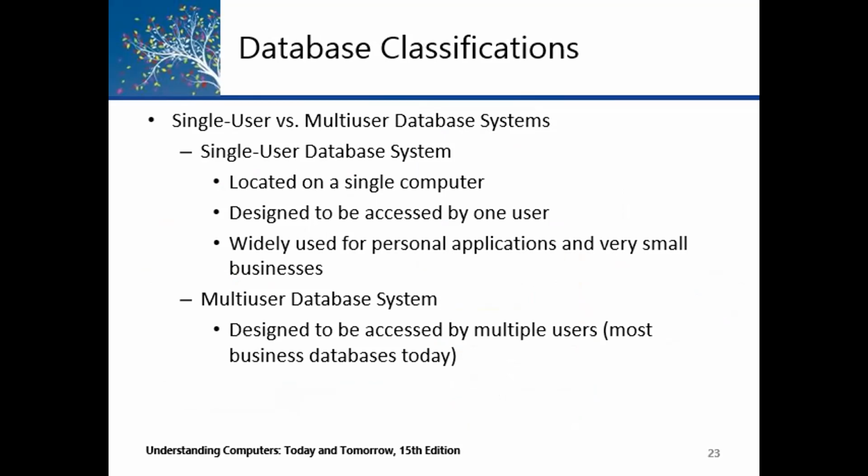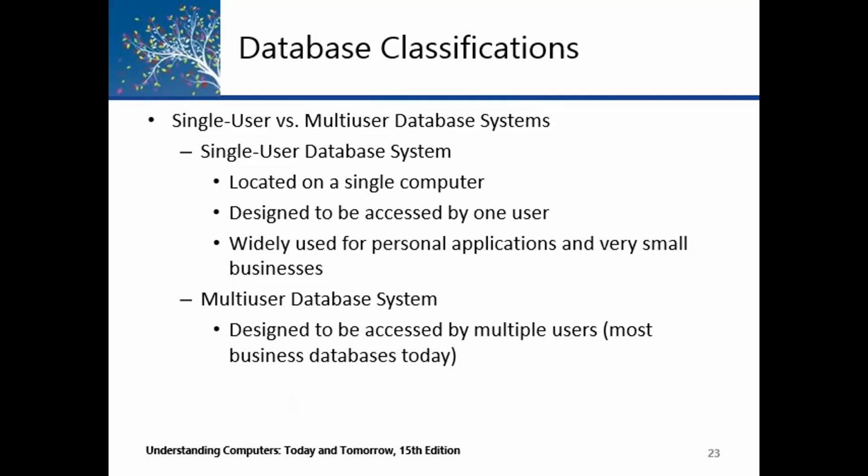Next we move on to database classifications. Single user versus multi-user database systems. A single user database system is located on a single computer, designed to be accessed by only one user, widely used for personal applications and very small businesses. In small businesses, we are using only a single database. All the data are available in a single system only. There is no distribution. We are going to insert data in a particular system only. So we can call it a single user database system.